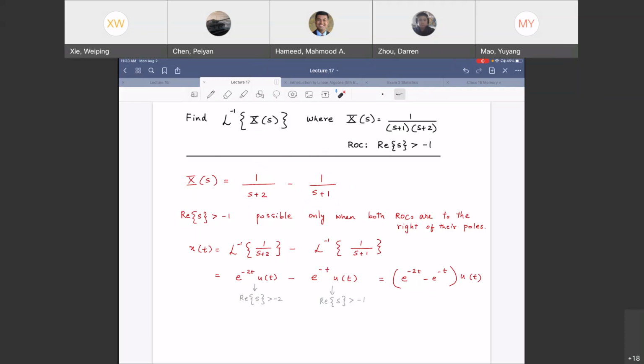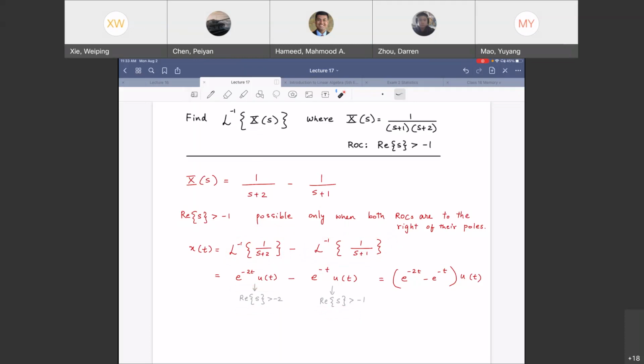That's pretty easy. But I could have picked the other left-sided signal as well, but I didn't. Why? Because I wanted the overall signal, at the intersection, to be right-sided. The only way that is possible is if both signals are right-sided. So I will pick the inverse as e to the minus 2t u of t, and the inverse of this as e to the minus t u of t. Both of them: real part of s greater than negative 2, real part of s greater than negative 1.